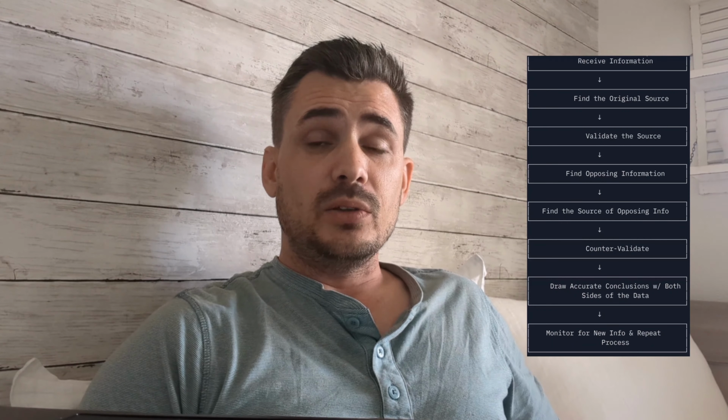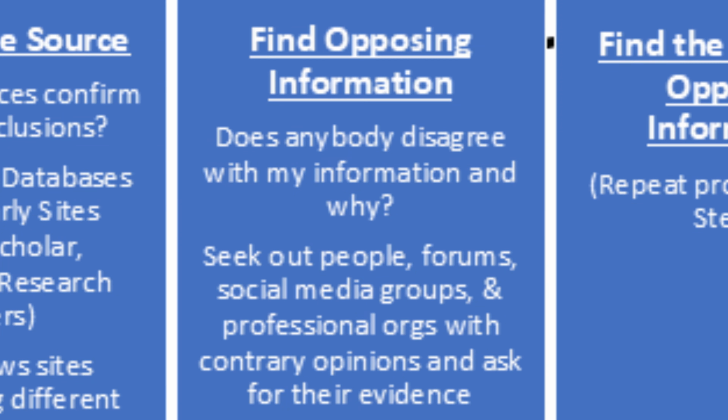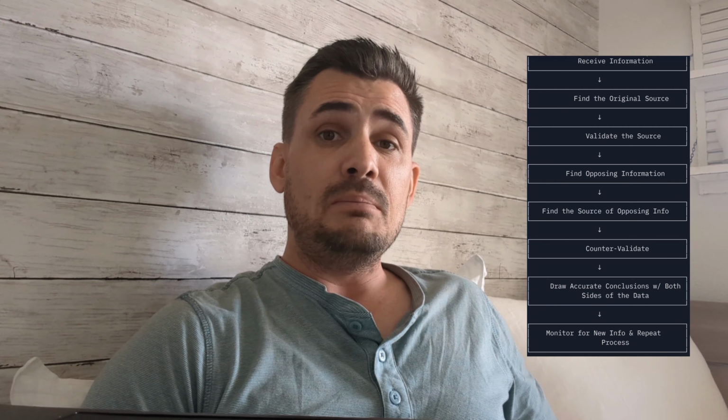Now, once you've done all that, you've got a pretty good idea as to whether or not your source has validity, so then you can move on to step 4, which is finding opposing information. This is the part that everybody hates to do because it tends to attack the assumptions you've probably already made at this point, and it can be very time intensive, but it is also absolutely essential to ensure we aren't forming an ignorant conclusion based on half the evidence available.